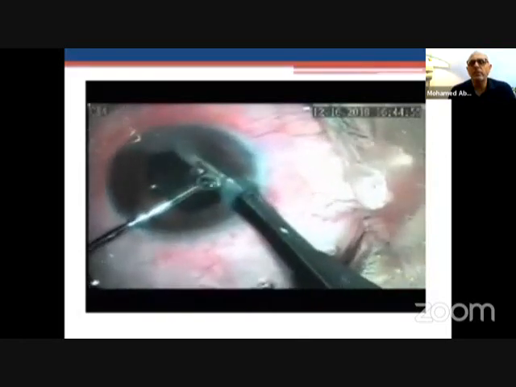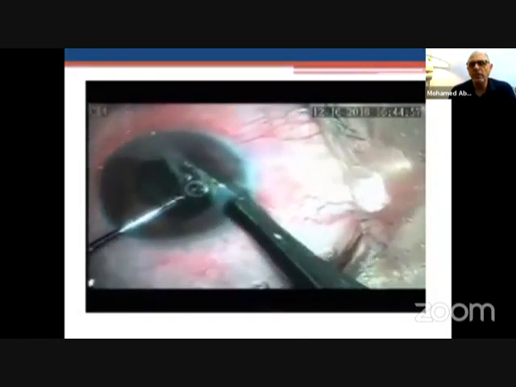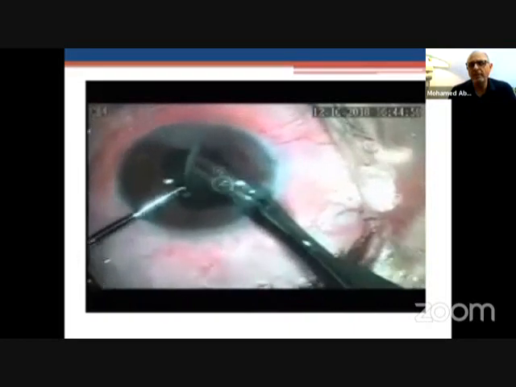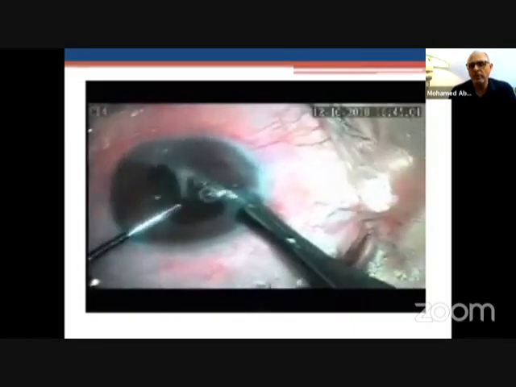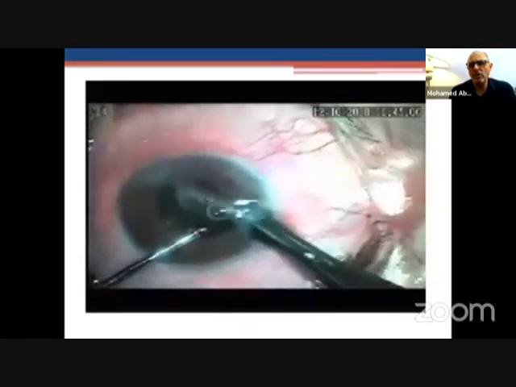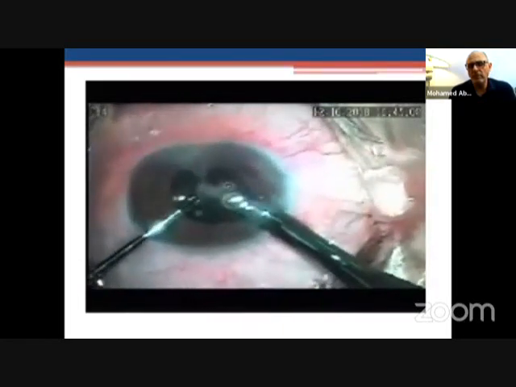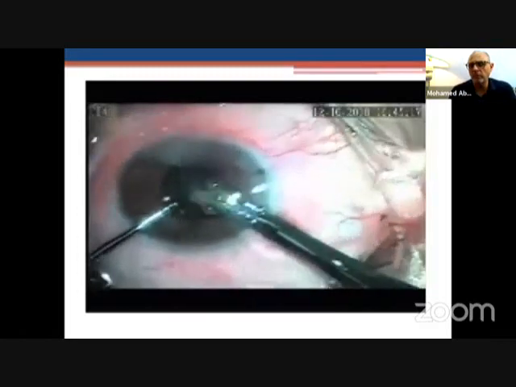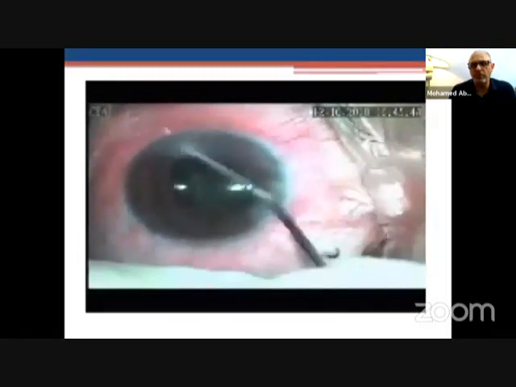Remove as much as I can. Part of it here was not removable. It's very, very tightly adherent to the cornea and to the iris. So I just left it behind. And this child did very well after that. The eye went completely white after raging inflammation before surgery.